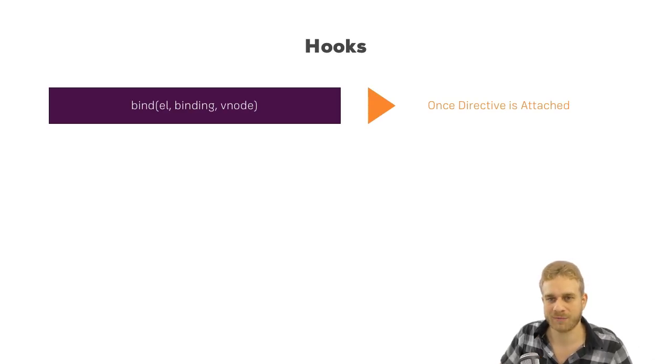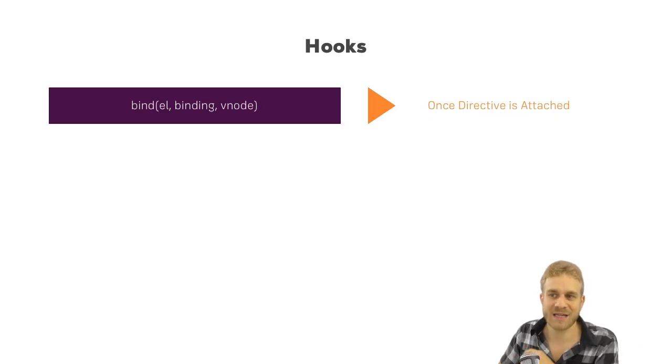The el argument refers to the element the directive sits on. The binding argument refers to the way this directive is set up, so which arguments we may pass it, which modifiers we may pass to it, we will see all of that. And vNode refers to the node in the virtual DOM. That's something you will rarely use.